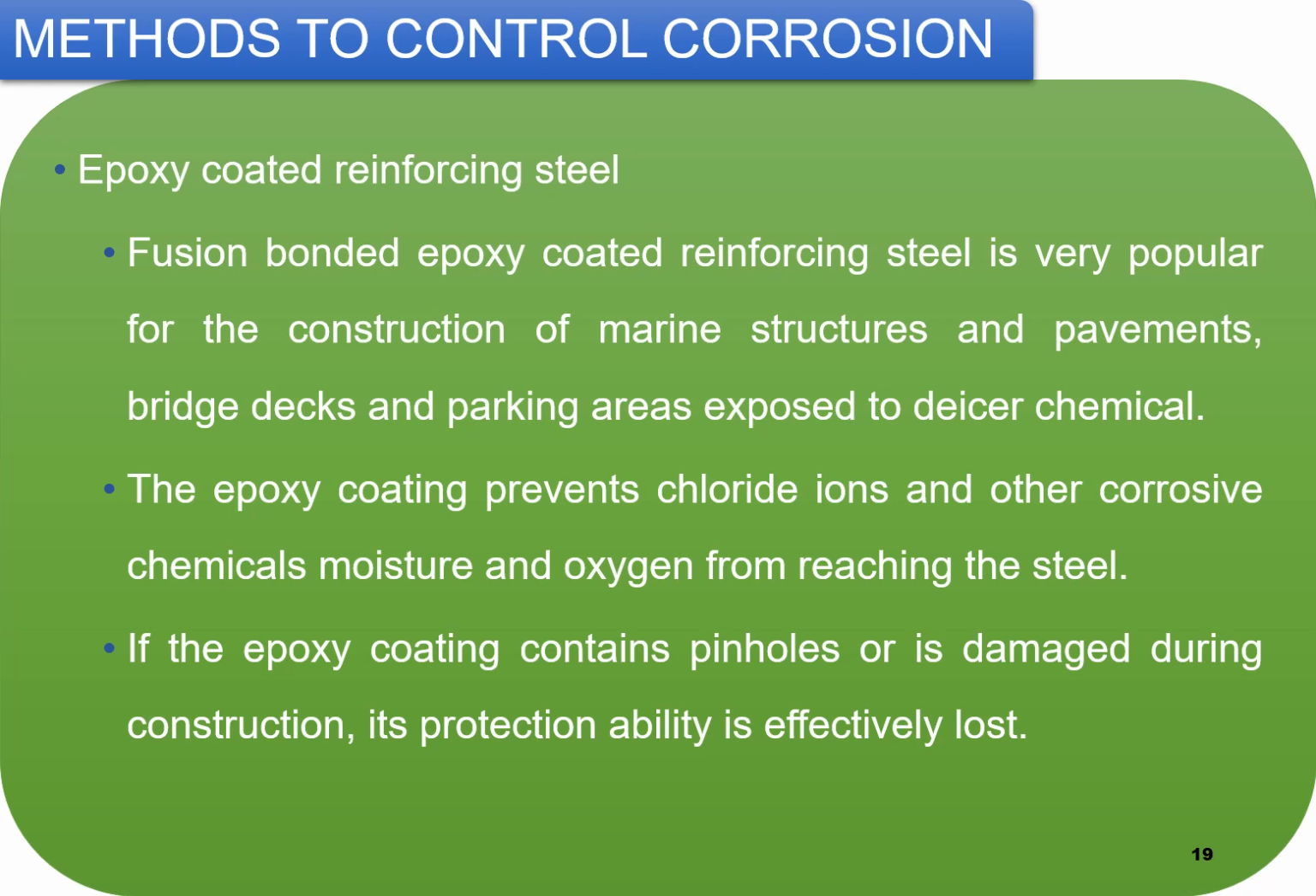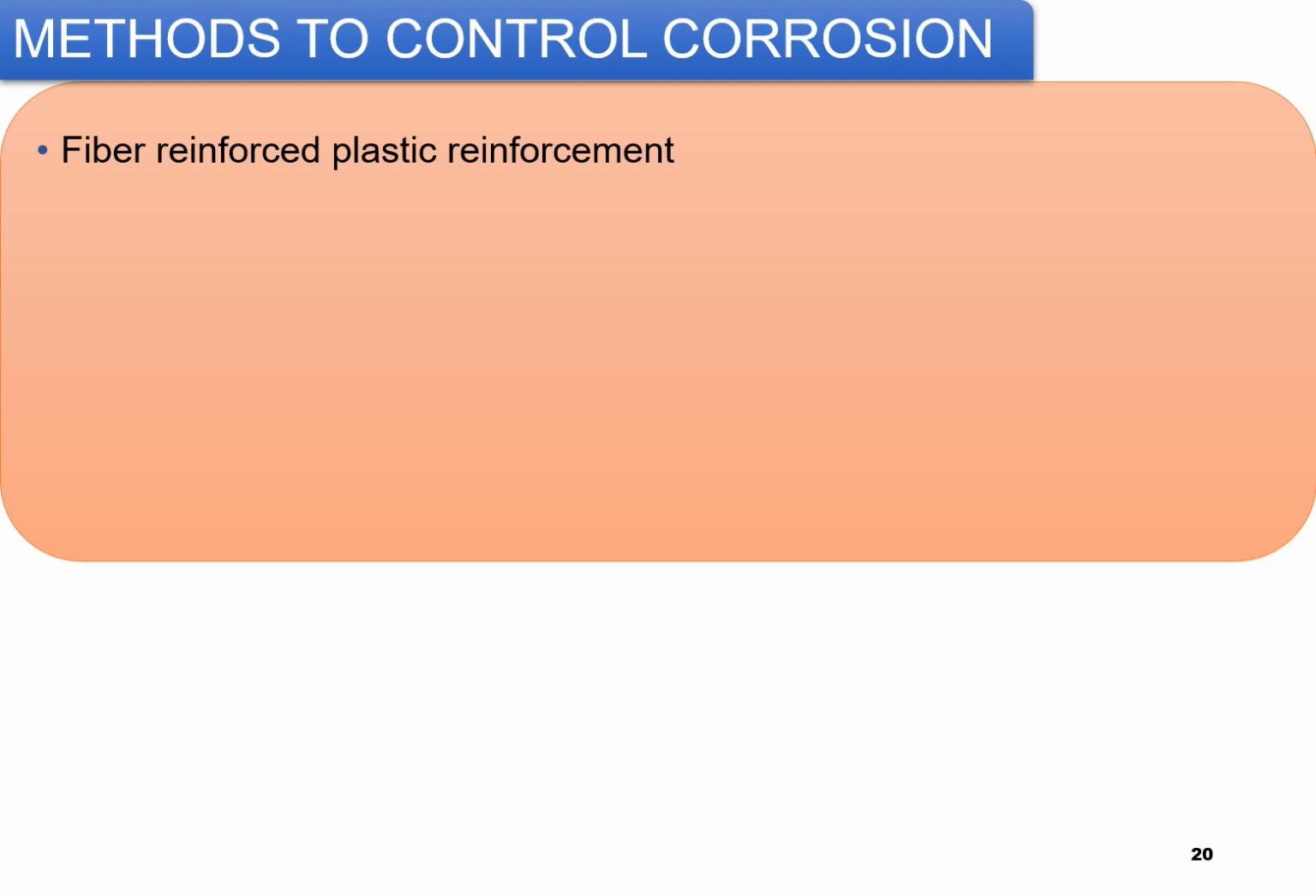So some corrective measures need to be taken before placing and finally closing it with the concrete. Fiber reinforced plastic reinforcement is one of the alternate materials which is generally used where the steel bars are more prone or more exposed to corrosion.